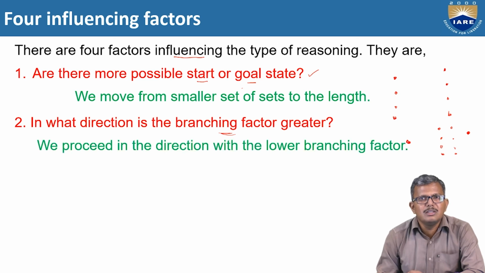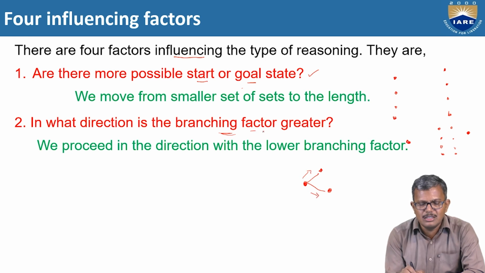In this one, we proceed in the direction with the lower branching factor. For example, this is your initial state, and this is your current state. From this current state, there are 2 possibilities for you to move. So which one to select, either this path or this path? For that, we consider the branching factor. At present, think that this branching factor is some numerical value. So here the branching factor is 5, and here the branching factor is 7.